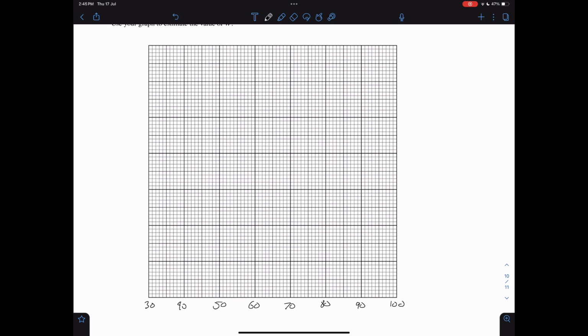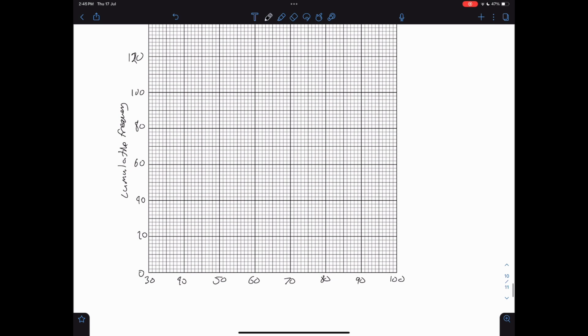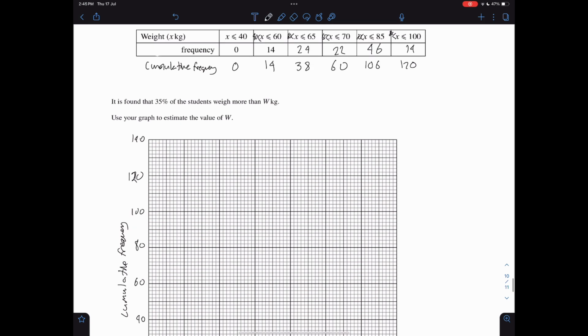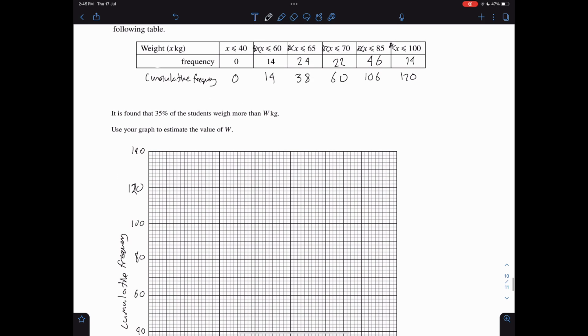So we are given 1, 2, 3, 4, 5, 6 columns. I'd go 120, 140, 100, 80, 60, 40, 20, and 0. And label your axes. And this is going to be weight in kilograms.